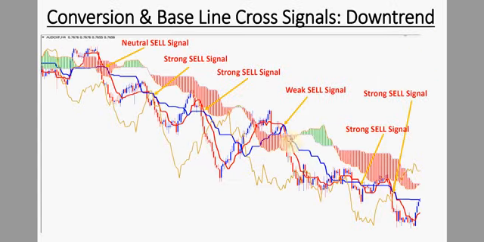Okay, let's look at the downtrend. The cross of the Tenkan-sen downwards with the Kijun-sen, the red crossing downwards on the blue, is a sell signal. Inside the cloud is neutral. Below the cloud is strong. Above the cloud is weak, sell signal. And finally, below the cloud, the Kumo, is strong.